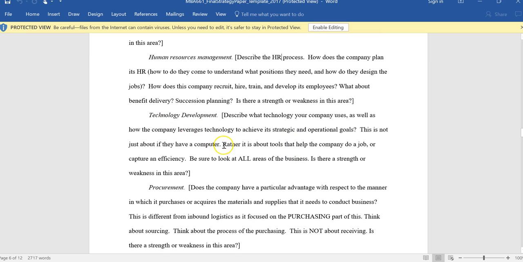Okay, technology development. What technology does your company use? Remember, this is internal, so we're not going to talk about anything outside of the company.